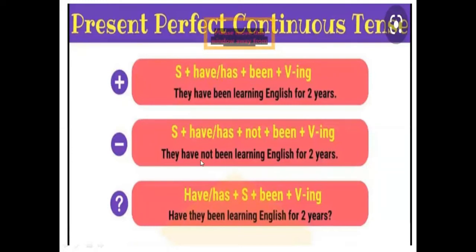Clear? Now, in the interrogative sentence, we have the structure have or has, plus subject, plus been, plus the first form of the verb with ing, then object. Have they been learning English for 2 years? It means we use the helping verb before the subject, and after the subject, have they been? And at the end of a sentence, we use the sign of interrogation.